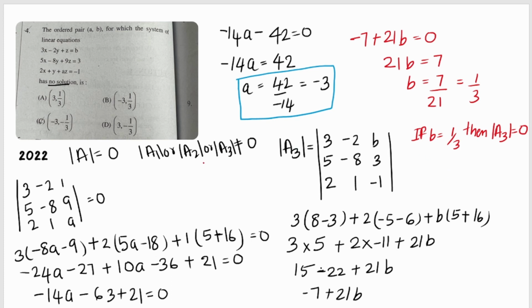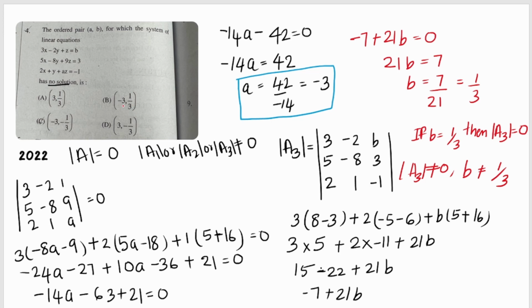Our condition is any of these matrices should not be equal to 0. Any of the determinants should not be equal to 0. But if b equals 1 by 3, then determinant A3 will become 0. So what you're going to do is, for determinant A3 not equal to 0, b is not equal to 1 by 3. In the options, as you can see, we have got the value of a as minus 3. When we check through the options, we have two options where a is equal to minus 3.